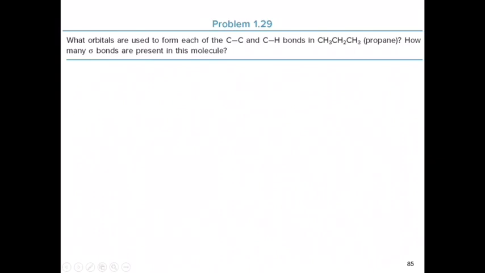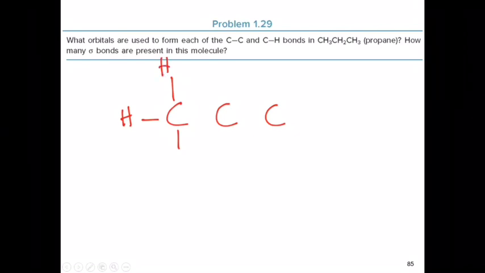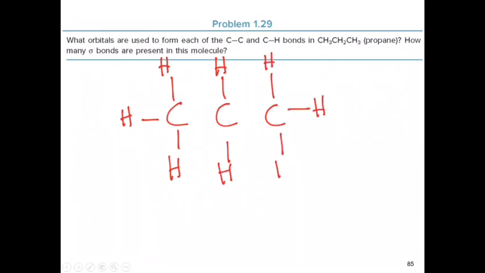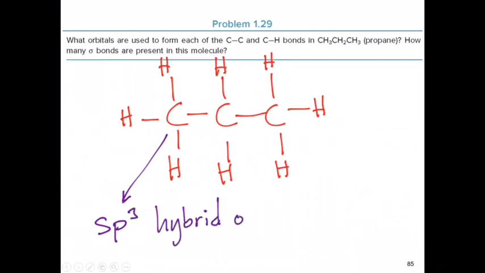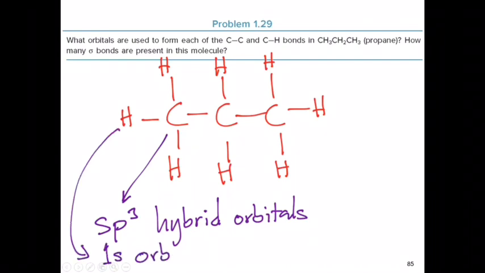So let's draw the Lewis structure for propane. So we have 3 carbon atoms, 3 hydrogens are bonded on the first carbon, 2 hydrogens on the second carbon, and then 3 hydrogens on the third carbon. And then all carbon atoms are bonded together. According to the valence bond theory, the carbon atoms use sp3 hybrid orbitals to form the bonds, whereas the hydrogen atoms use 1s orbitals to form the bonds.